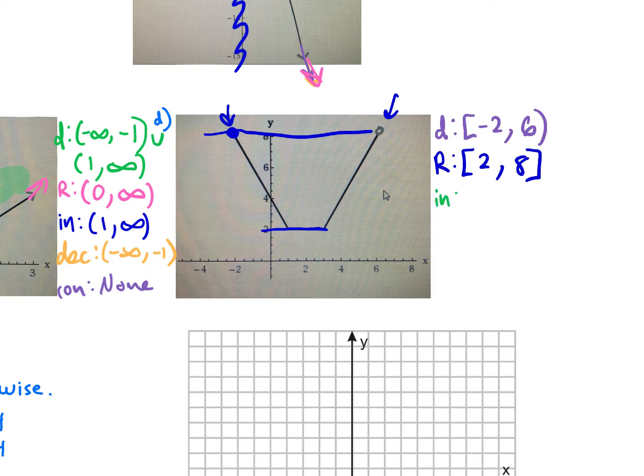Next, we have increasing. So we're increasing on the right side, so that would be 3 to 6. We always put parentheses with increasing, decreasing, and constant. Next, we have decreasing. We're decreasing from -2 to 1. And then we are constant from 1 to 3.